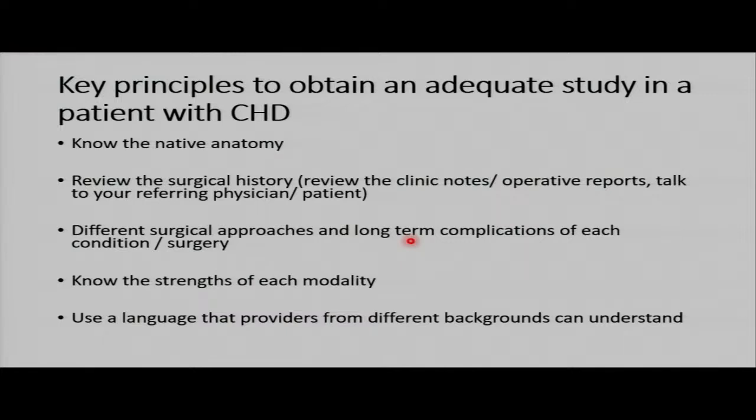As always with all the congenital studies, we need to know the native anatomy. We need to review the surgical history of the patient, understand the different surgical approaches for each condition, and know the strengths of each modality. Before protocoling, know if we're going to be able to answer the question we're being asked. And always use language that is appropriate for different providers, pediatric cardiologists, adult cardiologists, and different nomenclatures when pertinent.